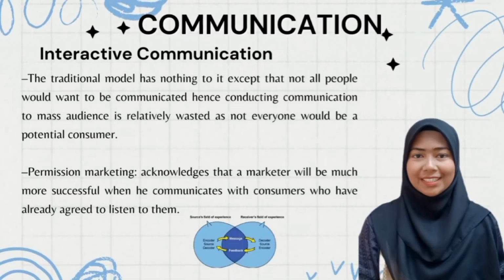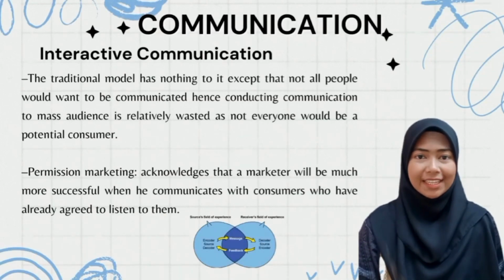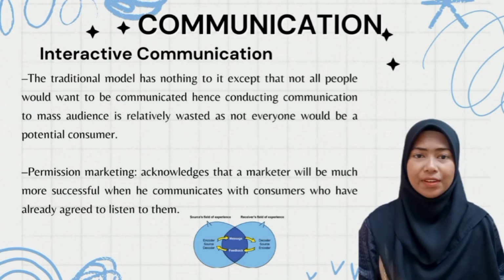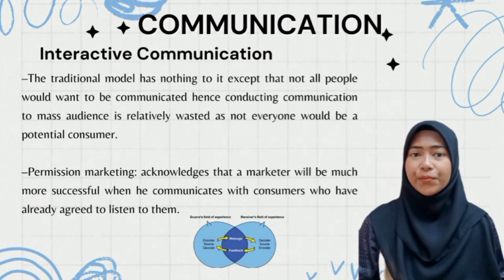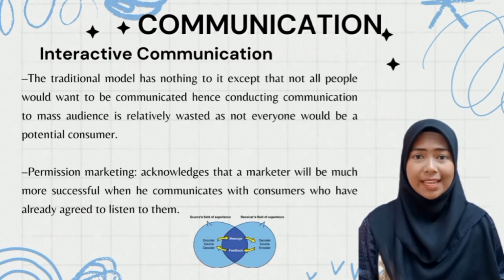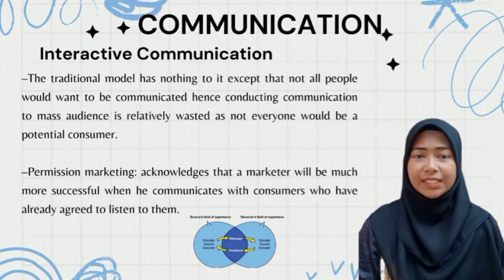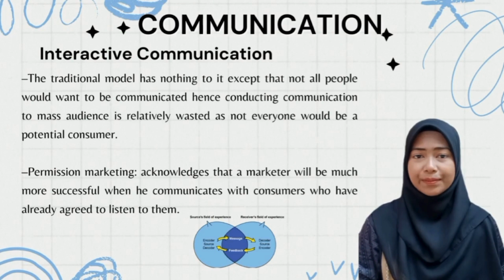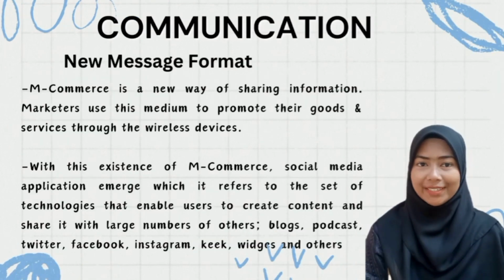Interactive communication. The traditional model has nothing to it except that not all people would want to be communicated with. Hence, conducting communication to a mass audience is relatively wasted, as not everyone would be a potential consumer. Permission marketing acknowledges that a marketer will be much more successful when he communicates with consumers who have already agreed to listen to them. New message format.